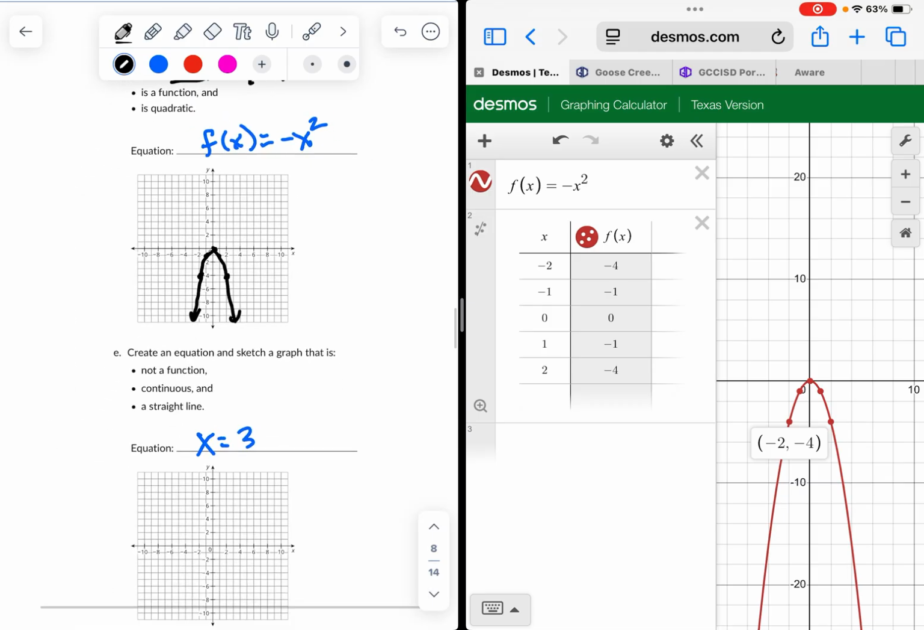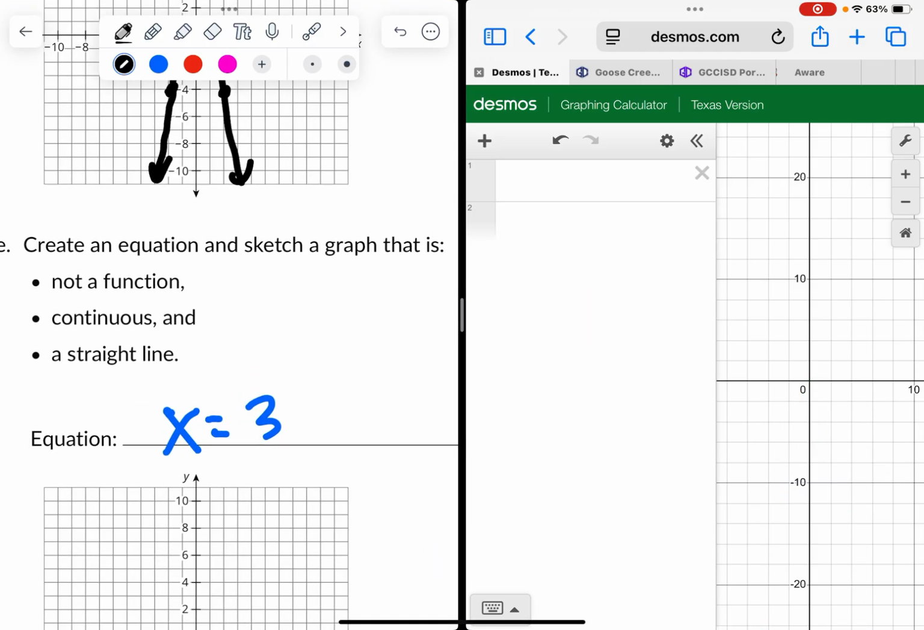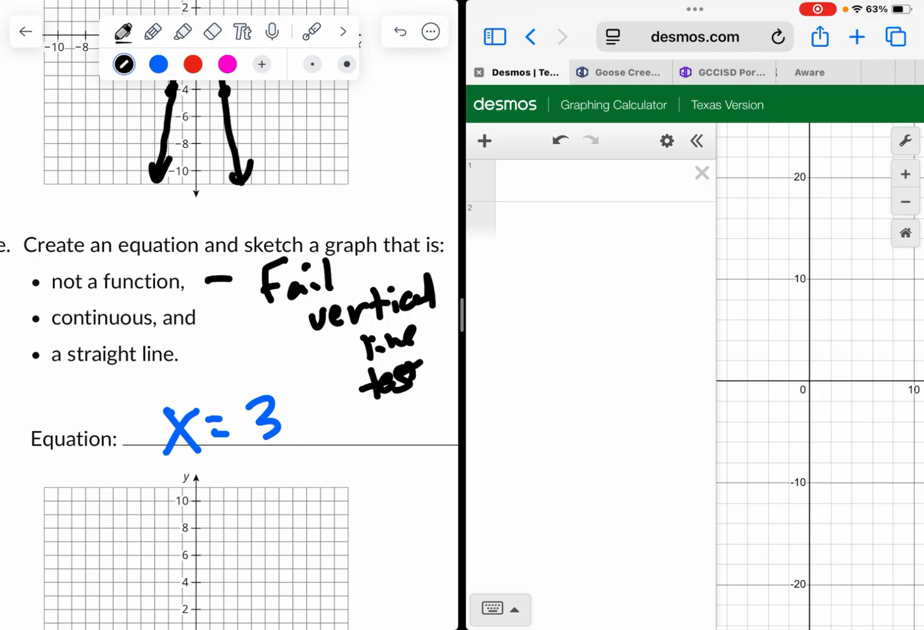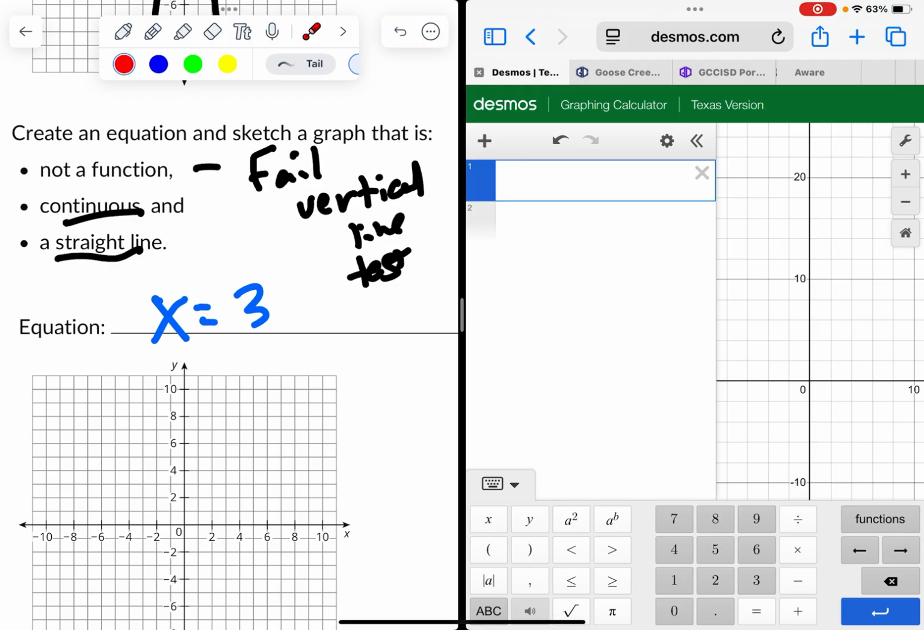Okay. Last one, they want me to find one that is not a function. Guys, not a function means it has to fail the vertical line test when you're looking for it, okay? It must fail the vertical line test. Now, it's a straight line and it's continuous. And so what that means is it's going to have to be going up and down, okay? Well, an equation like that is going to start with an x because it's going to run along one of your x lines. So we've come up with x equals 3.